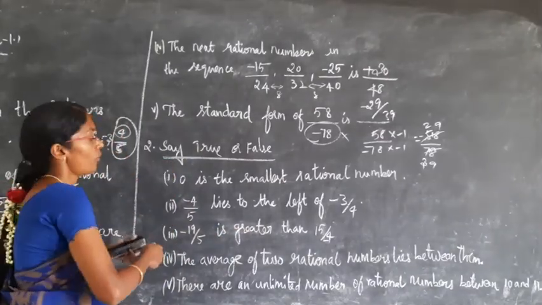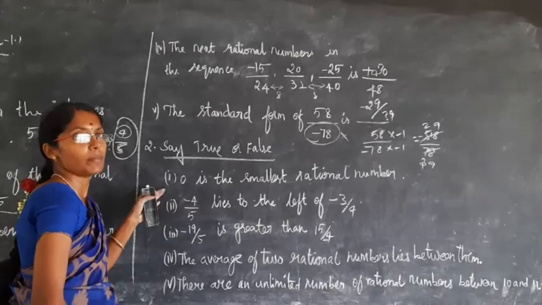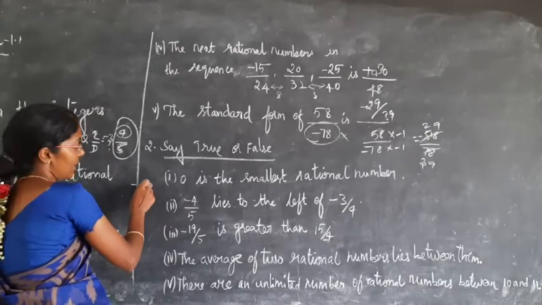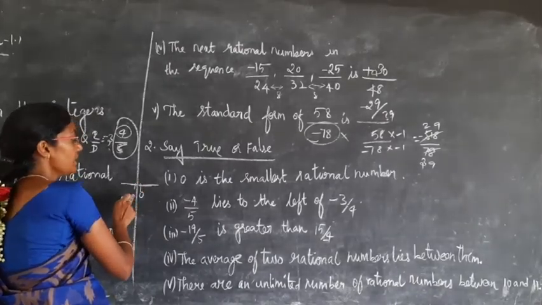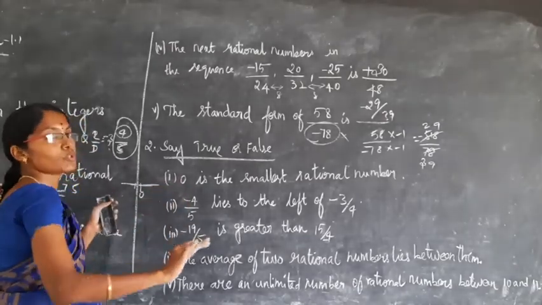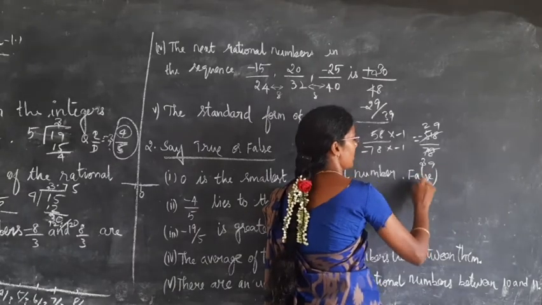Next one, say true or false. So 0 is the smallest rational number. Whether 0 is the smallest rational number? No. So why? It is in the center. The negative integers are smaller than 0. So 0 is not the smallest rational number. So the statement is false.